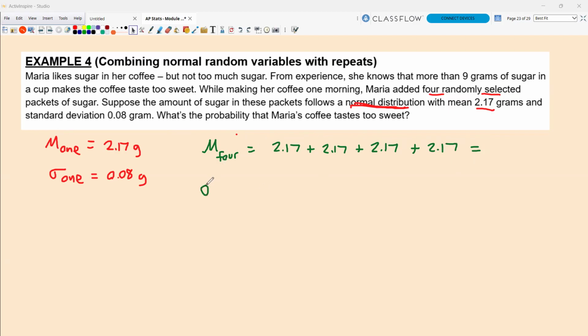The standard deviation of 4, remember, we don't simply add standard deviations, we add their variances. So we do that big old square root. We do our 0.08 squared plus 0.08 squared 4 times, or you could do 4 times 0.08 squared if you'd like. And you get that new standard deviation and mean for the 4 independently selected random packets.